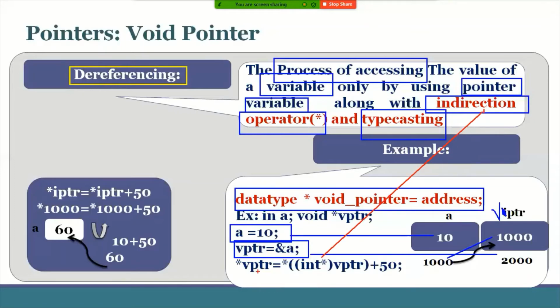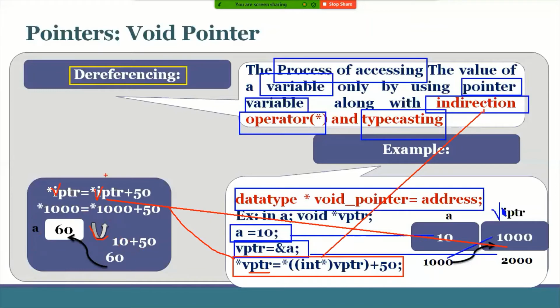So VPTR is 1000. We can understand this statement very easily with the help of this particular diagram. Carefully, this is not IPTR, this is VPTR, and this is also VPTR. VPTR is actually 1000. So 1000 is substituted over here, and the value within this 1000 location is 10. So 10 plus 50 is 60.